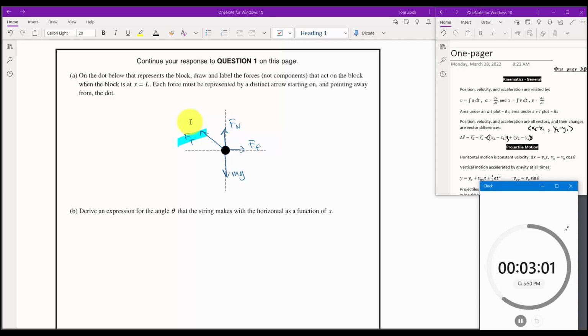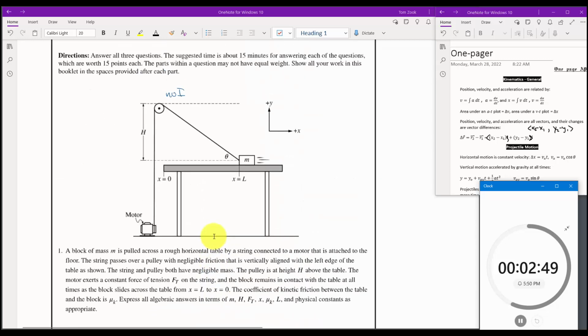But let's take a look at part B. Derive an expression for the angle theta that the string makes with the horizontal as a function of x. An expression for the angle theta. So going back up here, there's theta. As a function of x. Well, this is x0. That's x equals L, so the x-axis seems to be along here. So if x changes, theta changes.